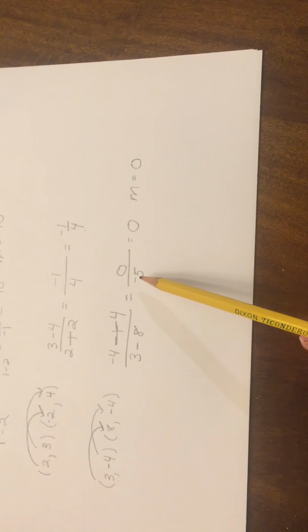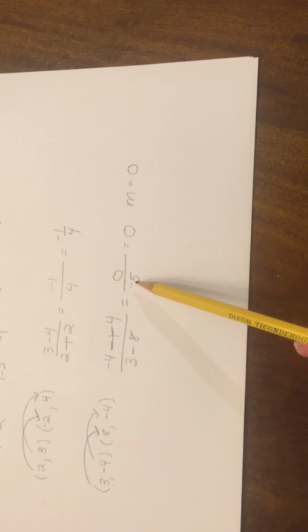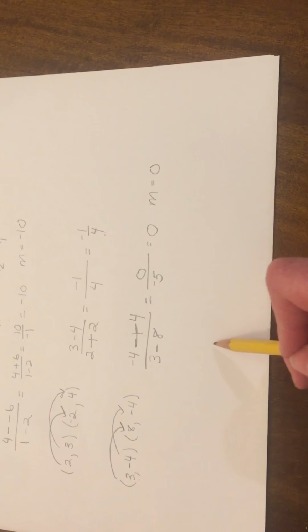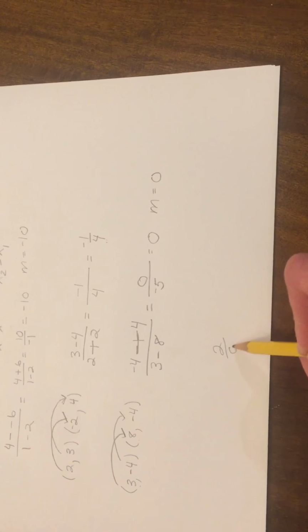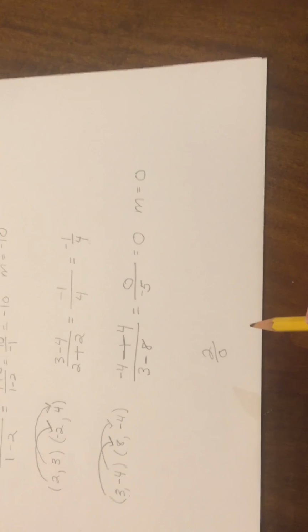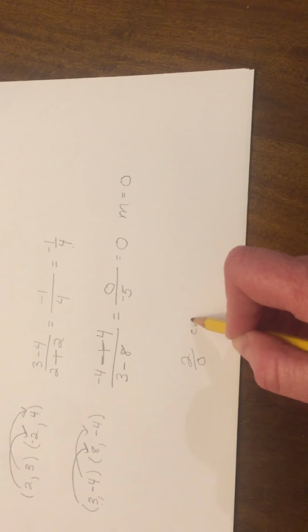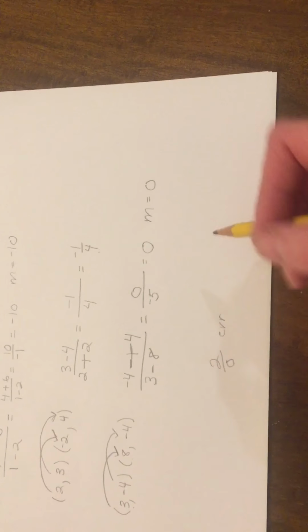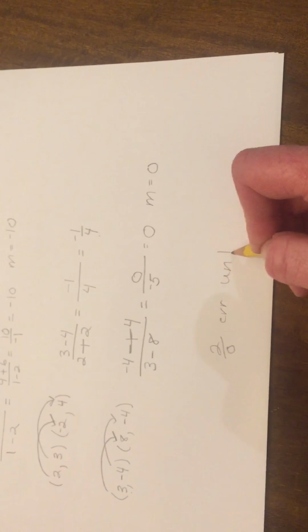If you have a 0 in the denominator, your answer is undefined. So if you were to plug 2 divided by 0 in your calculator, you're going to get an error message. You can't divide by 0, so the answer would be undefined.